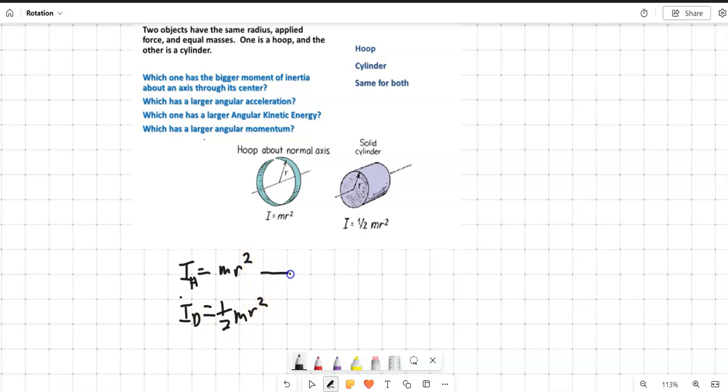Next part, they're asking about angular acceleration. Well, torque over moment of inertia is going to be equal to the angular acceleration. So this guy's angular acceleration is going to be equal to the same torque. They're both given the same torque, but this is MR squared. I like capital R's. Why do I keep using lowercase r's? I'm just going to make those capital R's. Why don't I listen to myself?